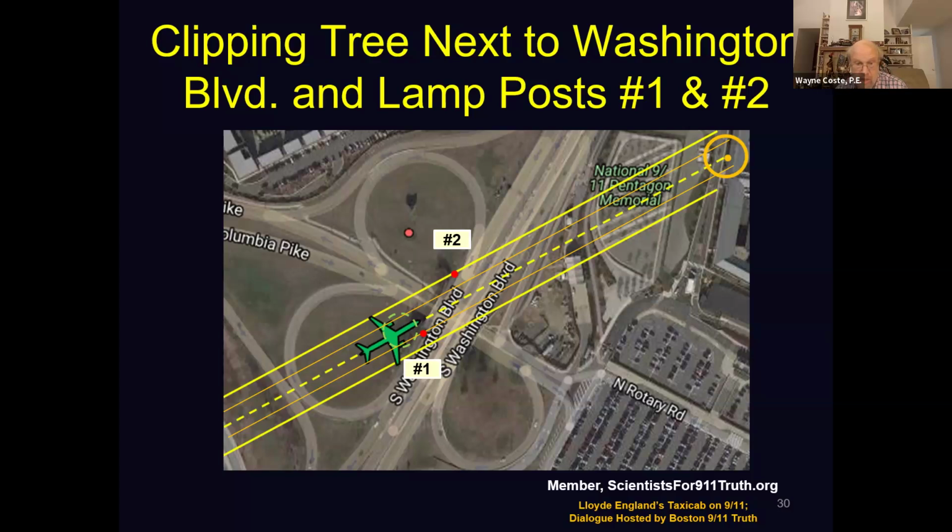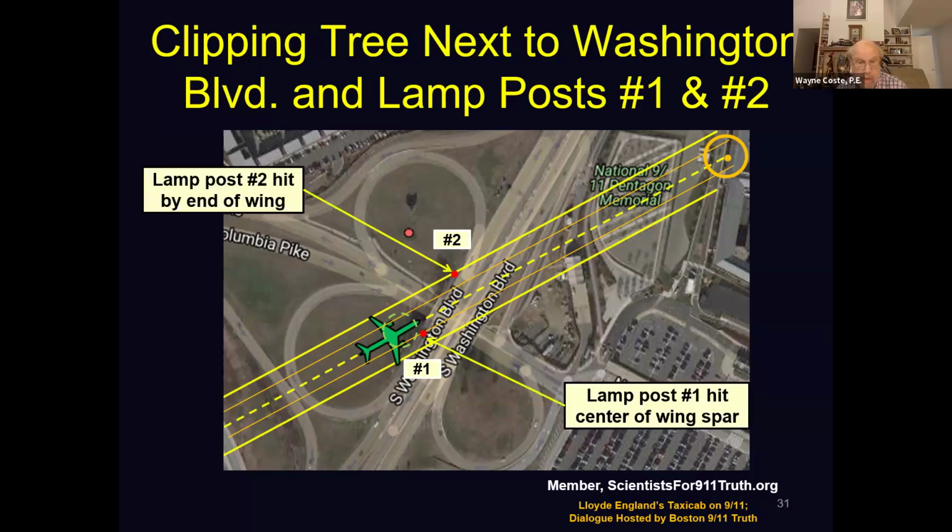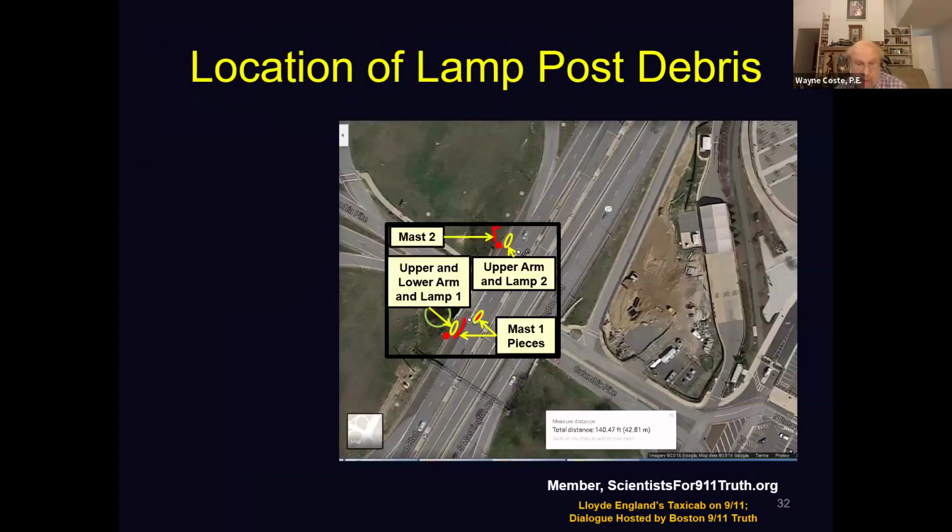And so this is the location, lamp post. This is just the documentation for that, pointing things out. What we see here is where the parts are located. If you look at the bottom corner where it says masked pieces 1, that's where the documented pieces are for the mast of light pole number 1, which was severed.